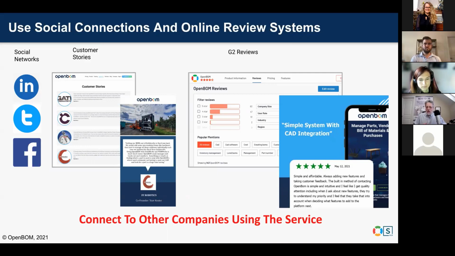So one form is customer stories. People love stories. The story is the best way to understand anything. So we are writing stories about our customers and the problems that they had and the way OpenBOM helped them to solve this problem in a variety of forms. So this information is available on our website, and we share links to the stories everywhere.